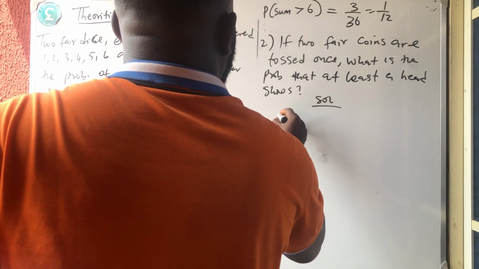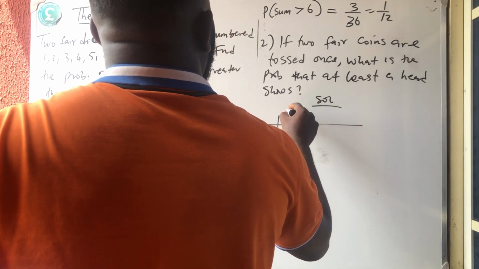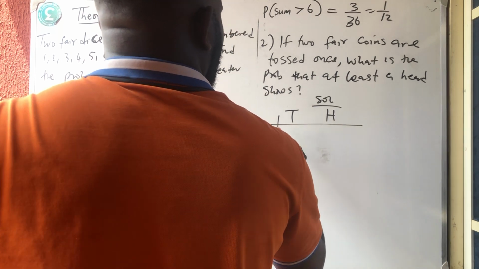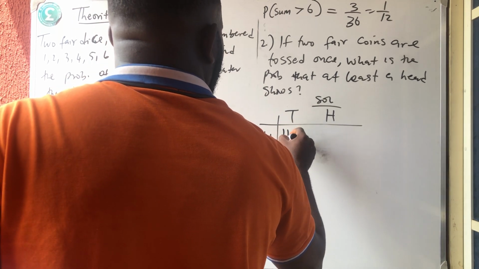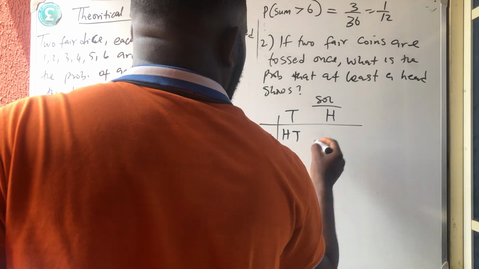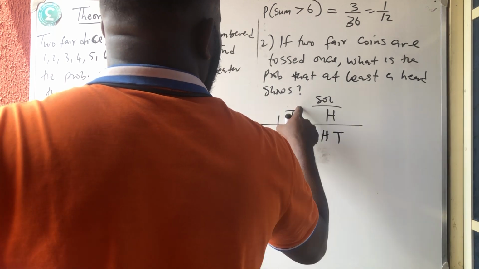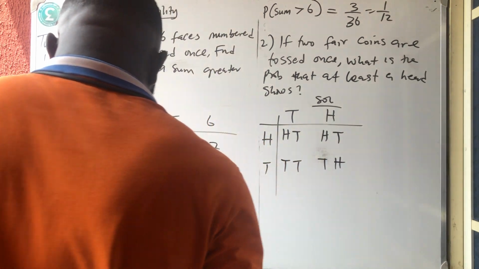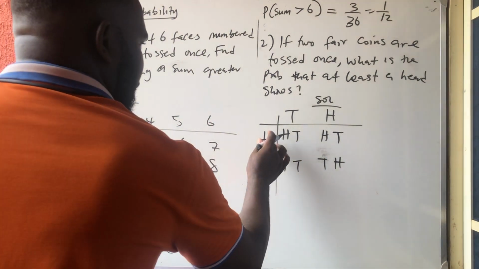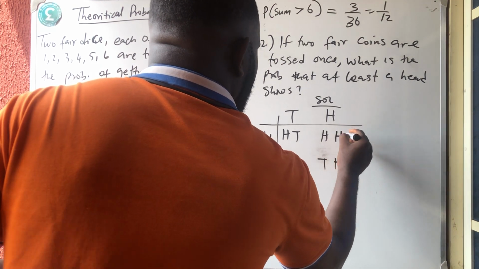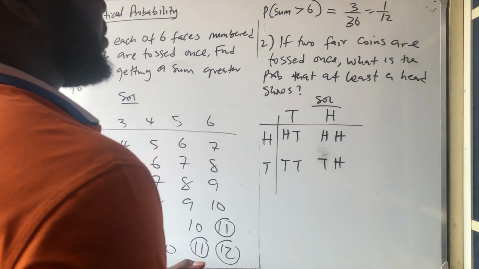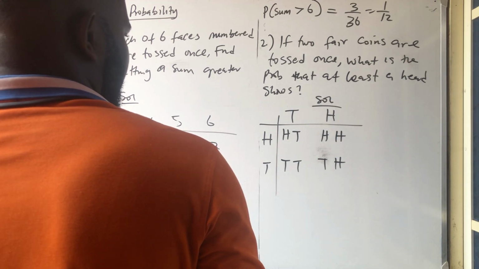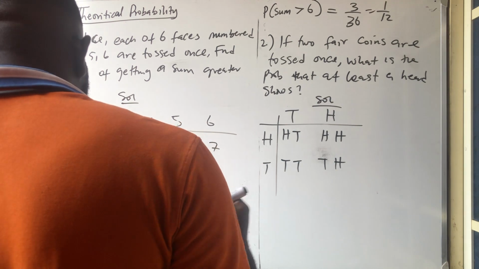Solution. Okay, so if you throw it, I'm supposed to have a head and a tail. So the outcomes are head-head, head-tail, tail-head, tail-tail. So the probability that at least a head must show is how many? 1, 2, 3. So they are 3 in number.